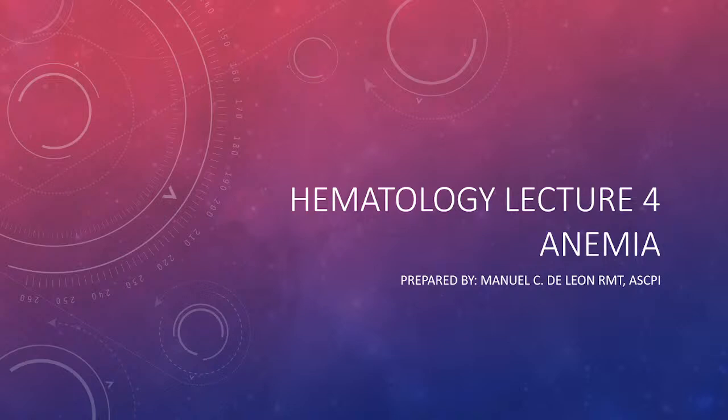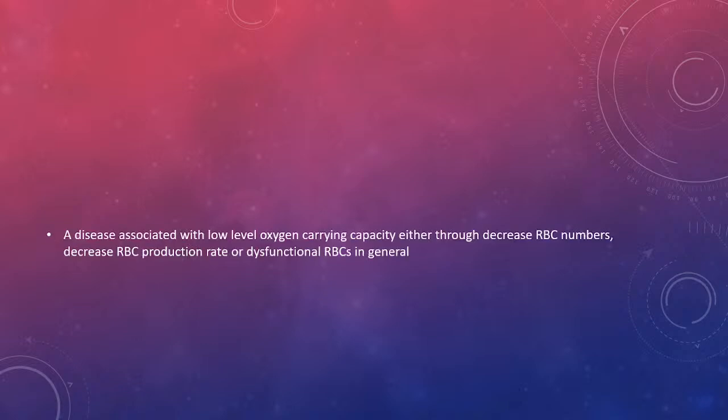Okay, so by definition, anemia is basically just lack of oxygen carrying capacity. So anything that causes the lack of oxygen carrying capacity of the blood, that is defined as anemia. Okay, so that's the question in our first slide. What is anemia? Can you guys see the slides?